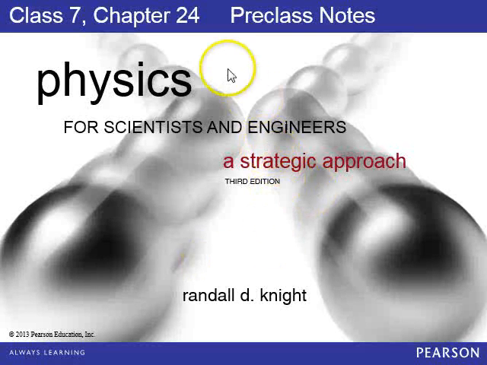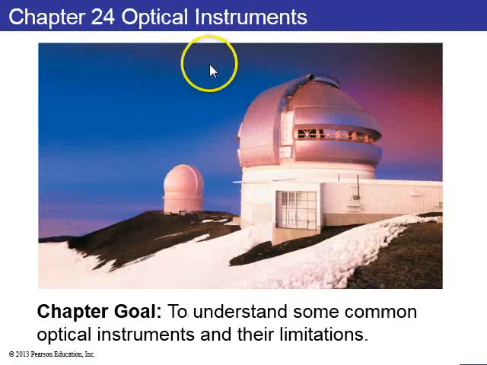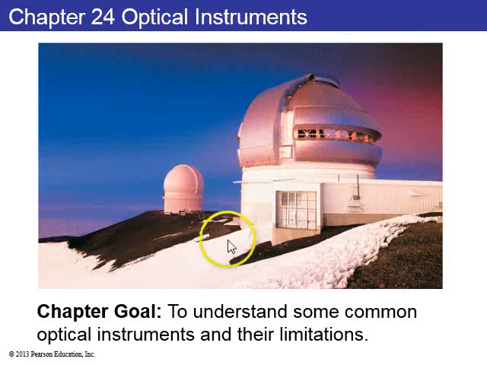Okay, so I'd like to go over some of Chapter 24, which is on optical instruments. The goal here is to understand some common optical instruments and their limitations. So here are some telescopes on the top of Mauna Kea in Hawaii that are used for focusing light from distant stars and galaxies.